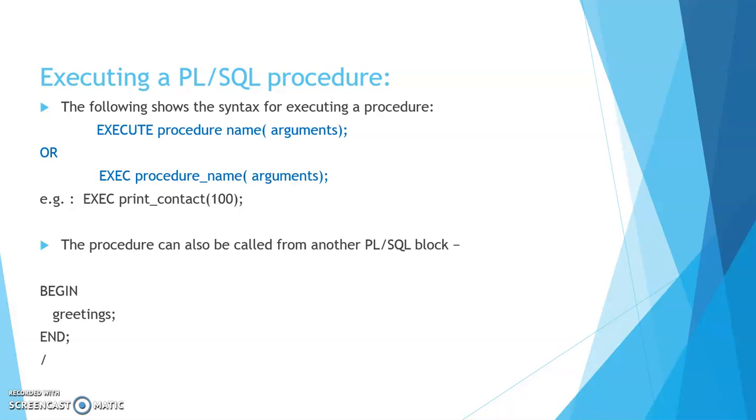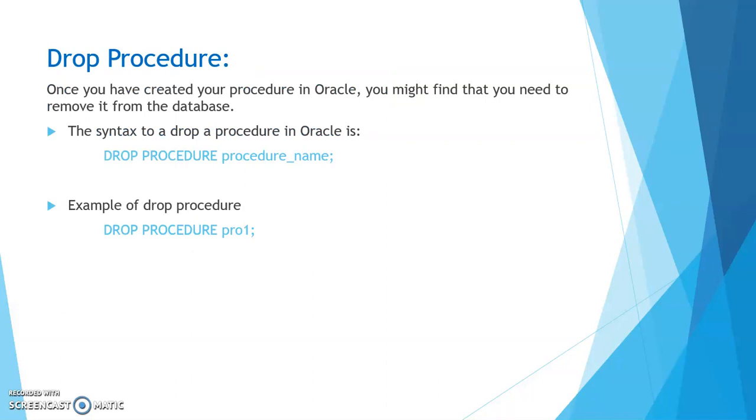Now let's understand the drop procedure. Once you have created your procedure in Oracle, you might find that you need to remove it from the database. The syntax to drop a procedure in Oracle is drop procedure, followed by the procedure name. You can see the example here. This example would drop the procedure called pro1.